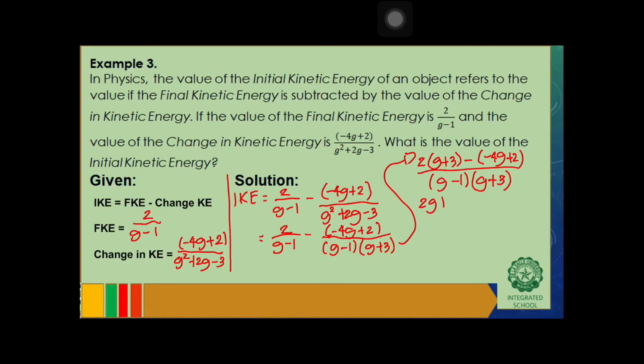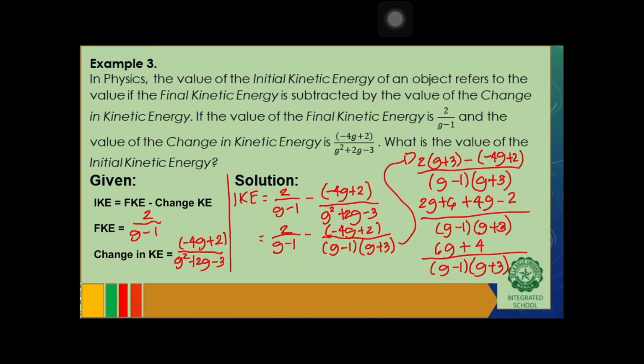After that, you can simplify your expression, having 2g plus 6 plus 4g minus 2 all over your LCD or your denominator, which is g minus 1 multiplied by g plus 3. And then lastly, you need to combine like terms in the numerator for you to have your answer. So you have 6g plus 4 all over g minus 1 multiplied by g plus 3.